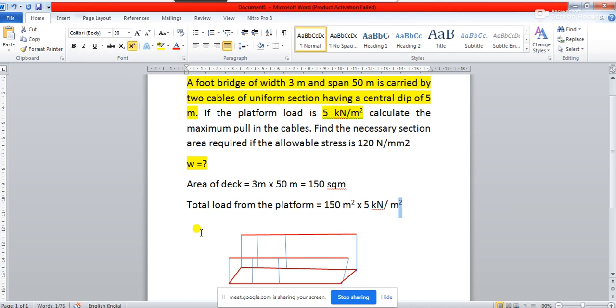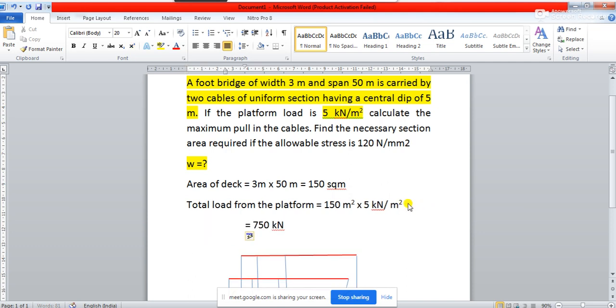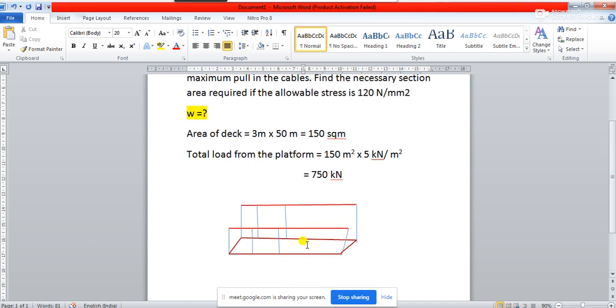Is it clear? So this is the total load. Now how much it will be? 5, 15, 75, so 750, right? It will become 750. What will be the unit? 750 kilonewton. Okay. So 750 kilonewton. I'll write it in the next line. Up to this it is okay? So on this platform, the total load is 750 kilonewton. Is it clear now? Yes, sir. Okay, very good.